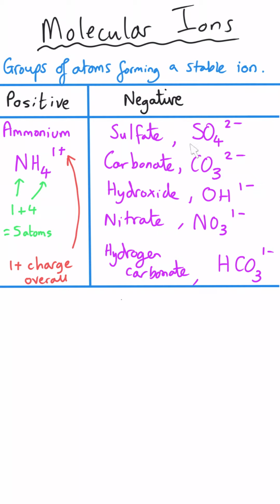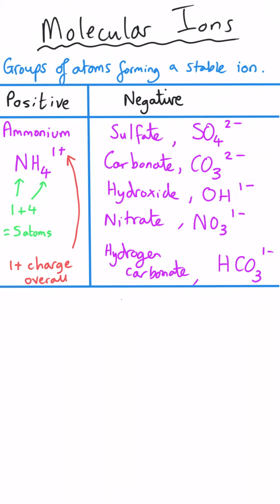And the sulfate ion is SO4 2-, so 5 atoms again. Carbonate, CO3 2-. So there's 4 atoms wrapped up in that one 2- ion overall. Others that you might encounter: hydroxide, OH-, nitrate, NO3-, hydrogen carbonate. Again, 5 different atoms, well, 3 oxygen, 1 carbon and 1 hydrogen, carrying a 1- charge overall.